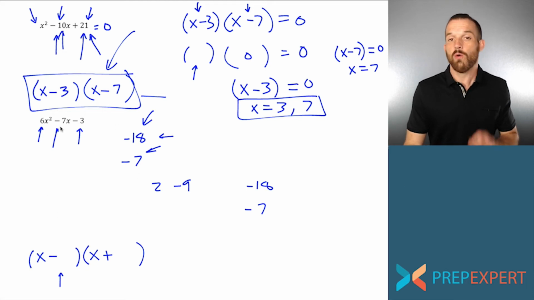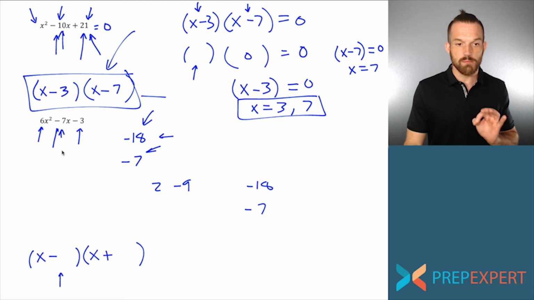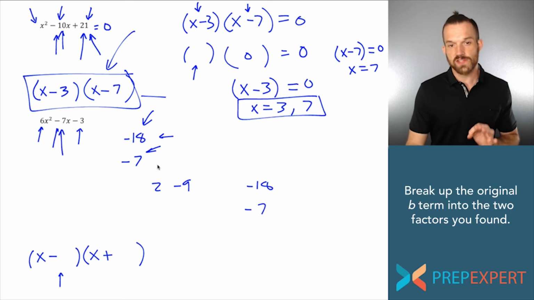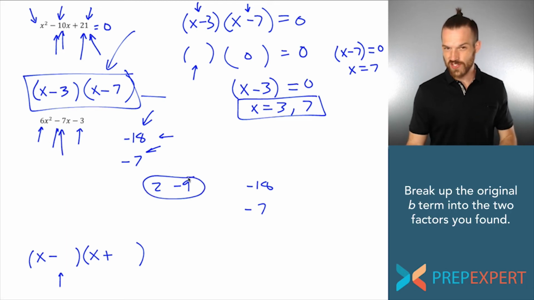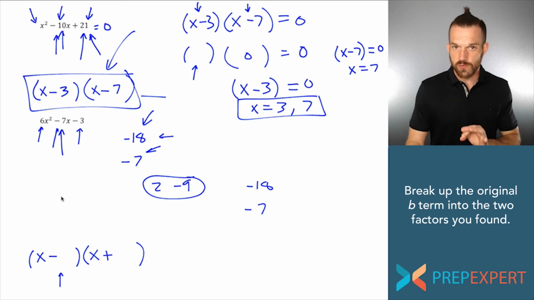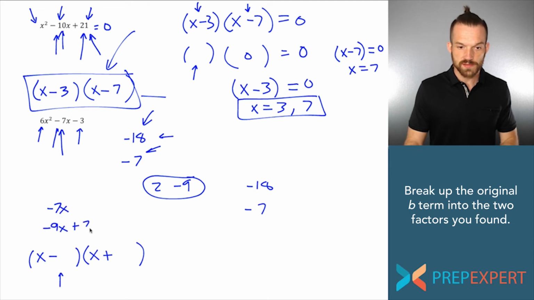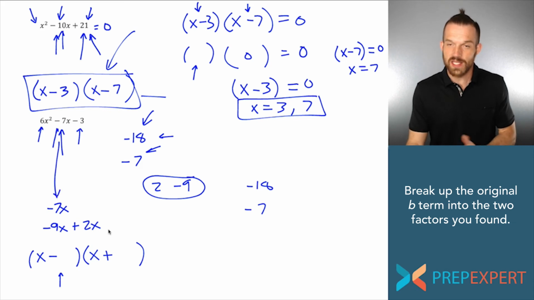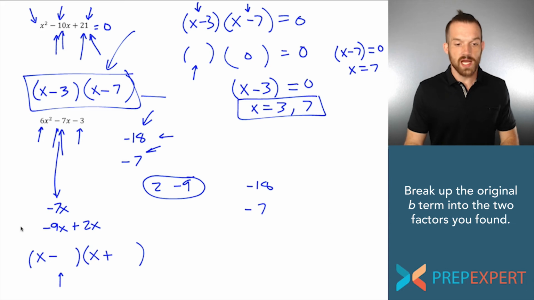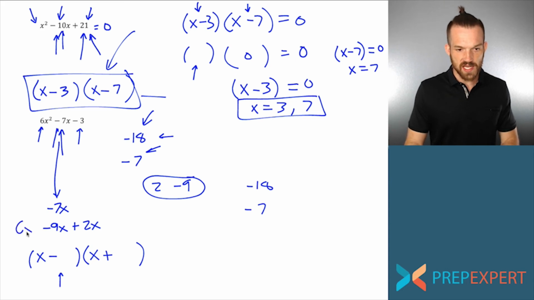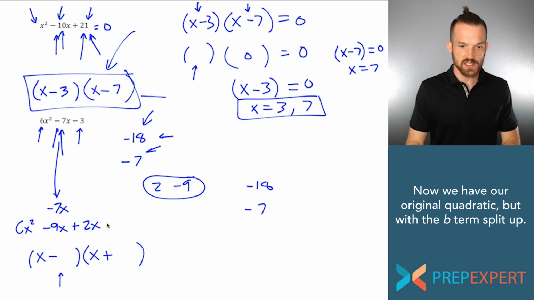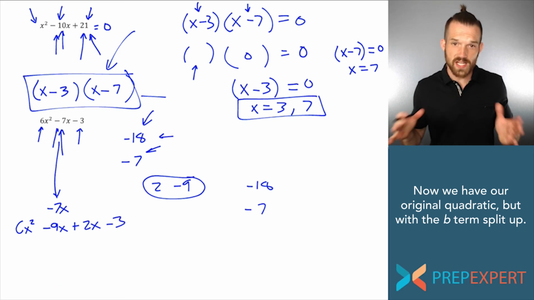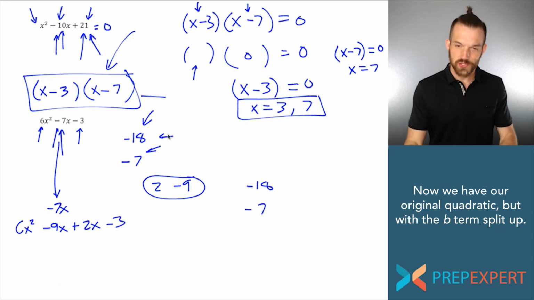Awesome. Now, what I do is rewrite my b term. It started as negative 7x, but I've identified the two factors that I need from that b term. What I do is split up that negative 7x into negative 9x plus 2x. And if you notice here, I'm not cheating because negative 7x is the same thing as negative 9x plus 2x. When I do that, I see that I've got 6x squared minus 9x plus 2x minus 3.